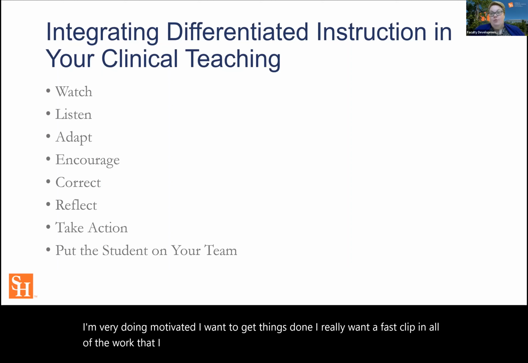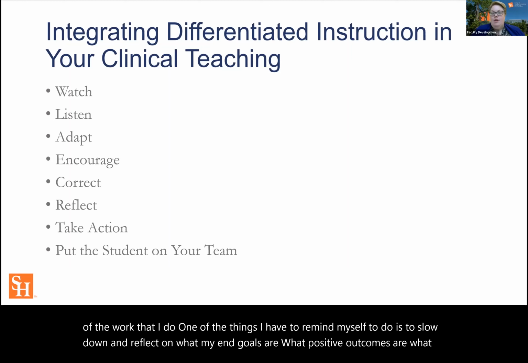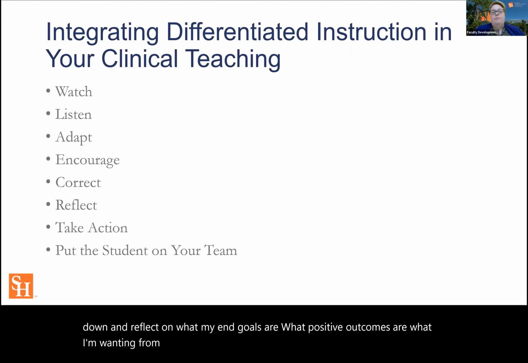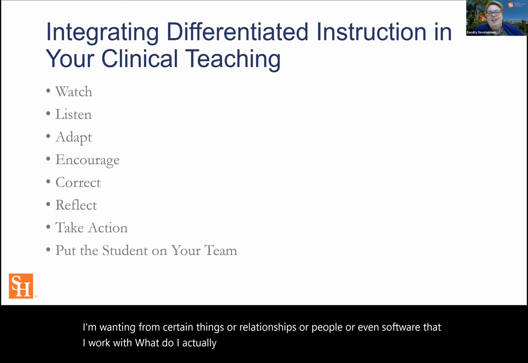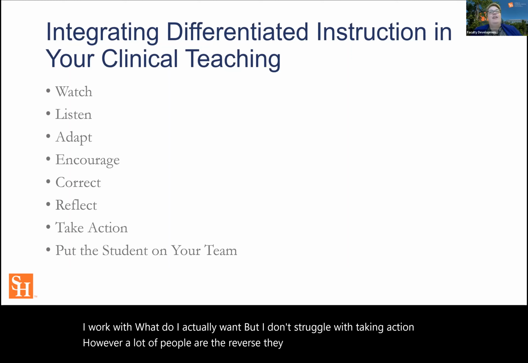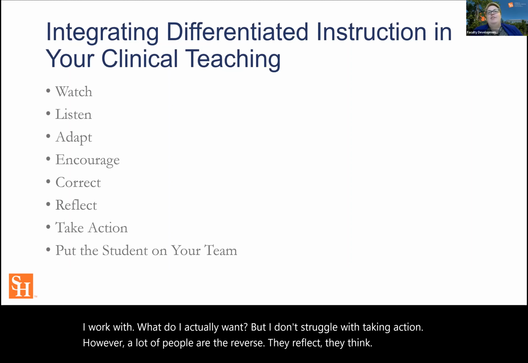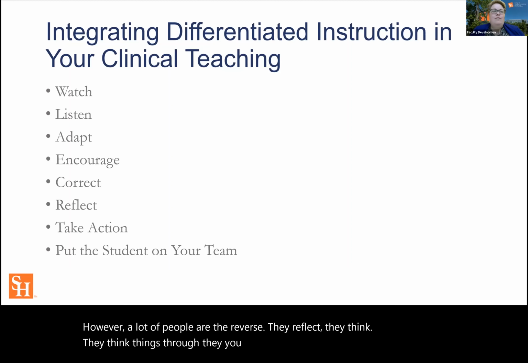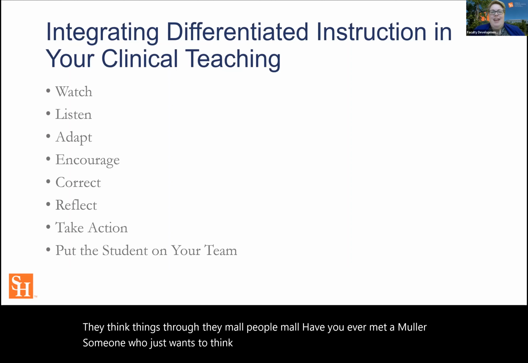One of the things I have to remind myself to do is to slow down and reflect on what my end goals are, what positive outcomes are, what I'm wanting from certain things, or relationships, or people, or even software that I work with. Like, what do I actually want? But I don't struggle with taking action. However, a lot of people are the reverse. They reflect well. They think things through. They mull. Have you ever met a muller? Someone who just wants to think things through until the cows come home.